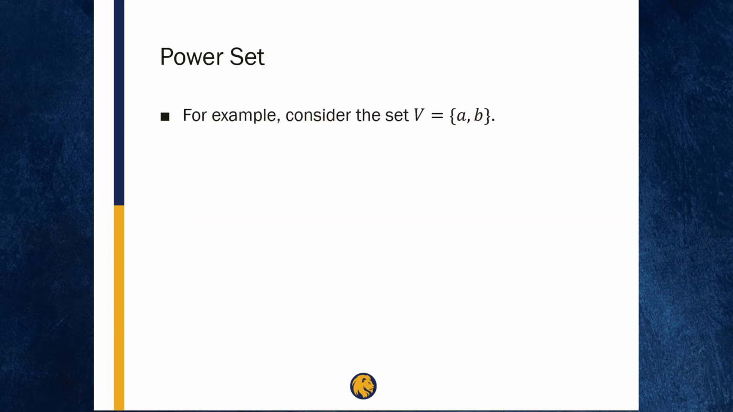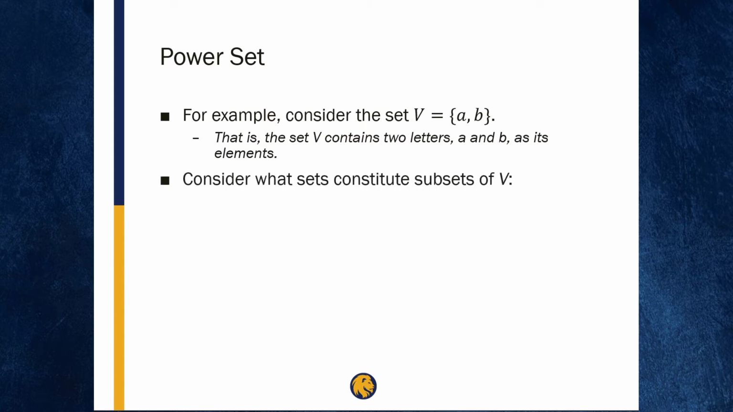So for example, let's consider the set V as the set containing A and B. In other words, that means we have A and B as two distinct elements within the set V. We'll consider what sets constitute subsets of our set V. Well, first off, the set just containing the element A, sometimes called the singleton set containing A, is a subset of the set containing A and B, since it's entirely contained within the larger set. Also, the singleton set containing B is a subset of the set containing A and B.